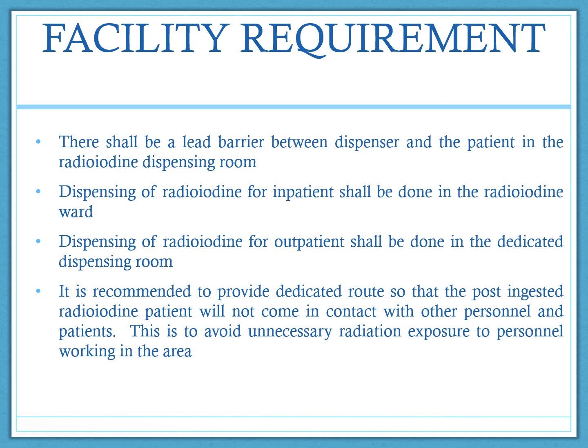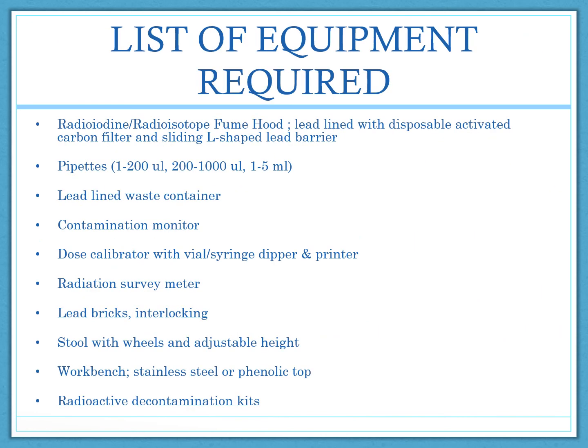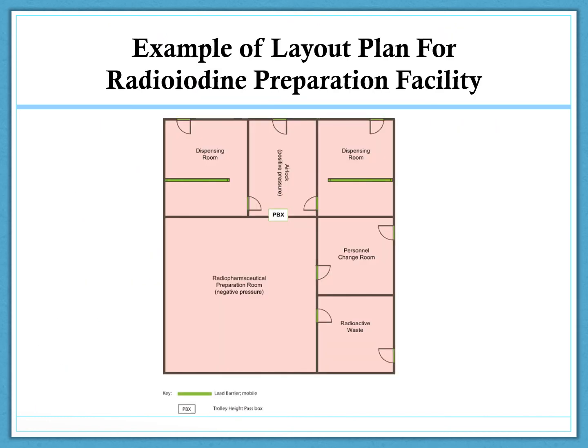It is recommended to provide dedicated routes so that the post-ingested radioiodine patient will not come in contact with other personnel and patients. These are the list of equipment required, and this is the example of layout plan for the radioiodine preparation facility. Okay, not much change. I mean, this is how it looks like when we have the radioiodine preparation facilities.